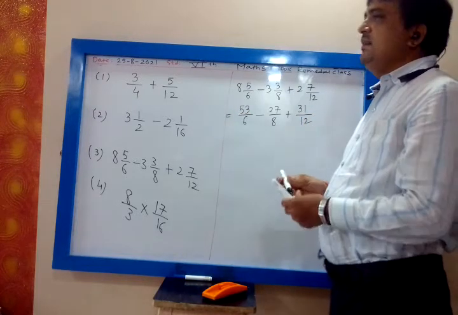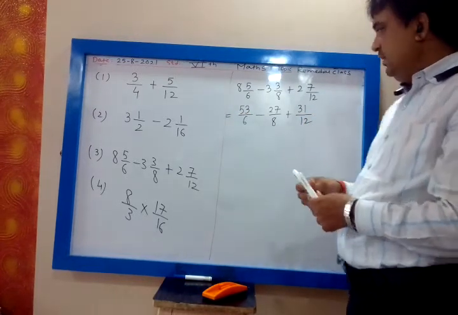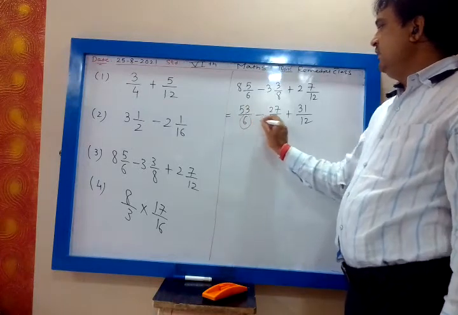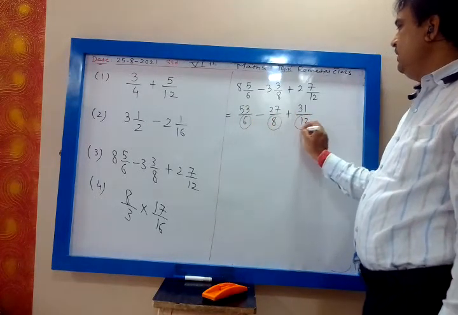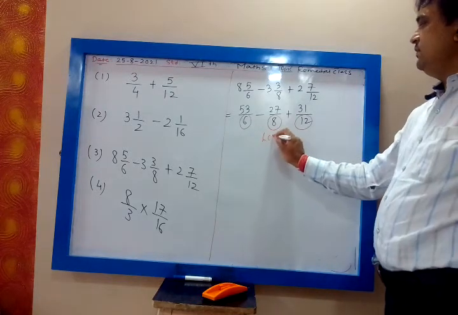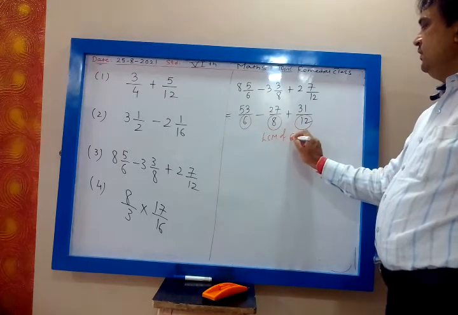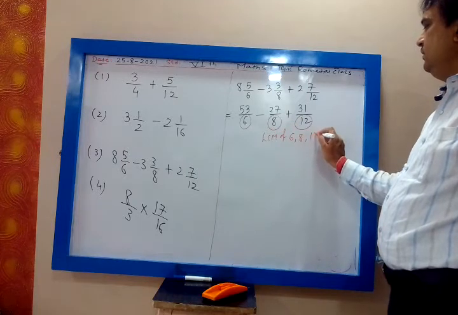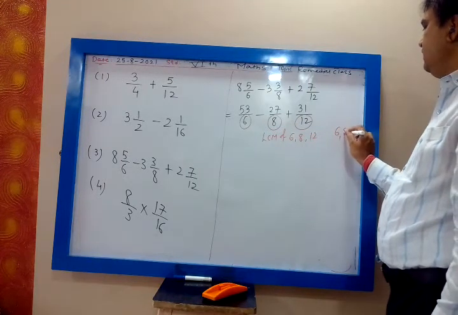Now denominators are different. Denominators are 6, 8 and 12. They are different, so you cannot simplify. So we have to take the LCM of 6, 8 and 12. Let us use the common division method.